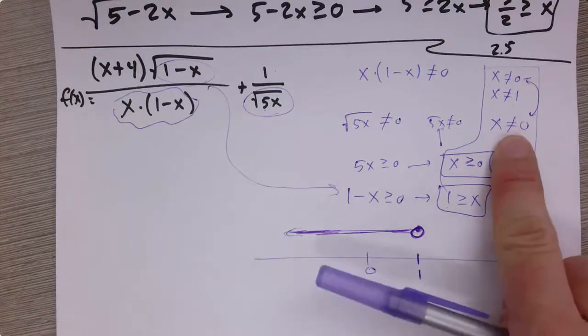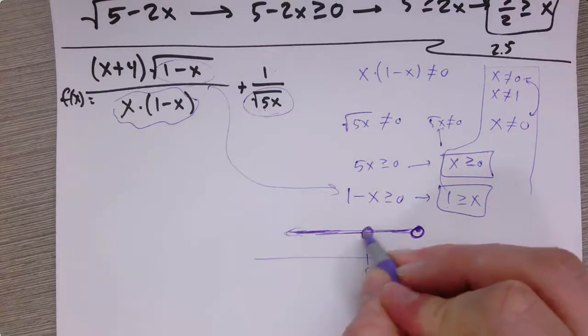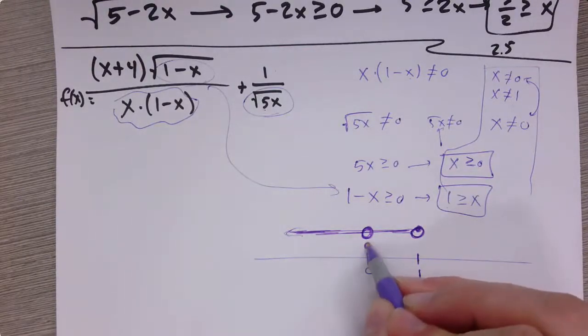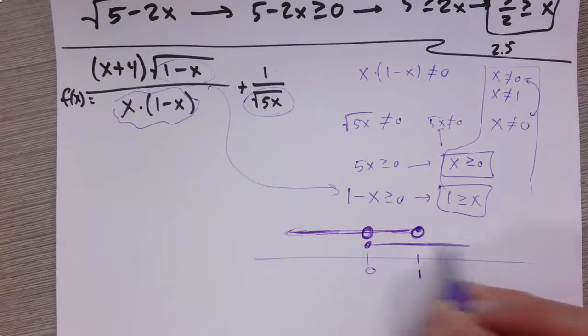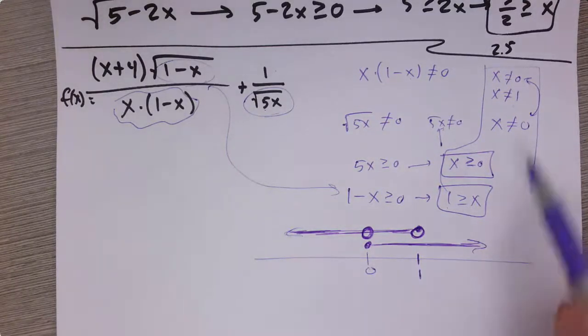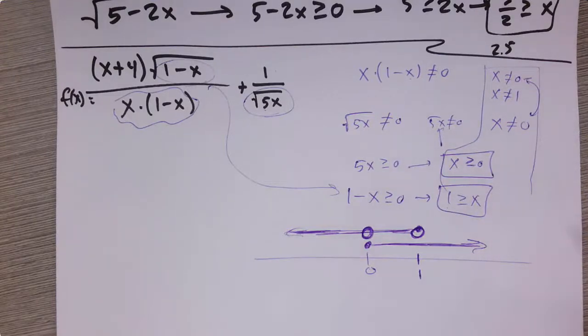I know it can't be equal to 0, so I'd have an open circle right here at 0. I also know it has to be larger than or equal to 0. So larger than or equal to 0 would be like this. And so now my question is, what are the x values that don't violate any of these conditions?